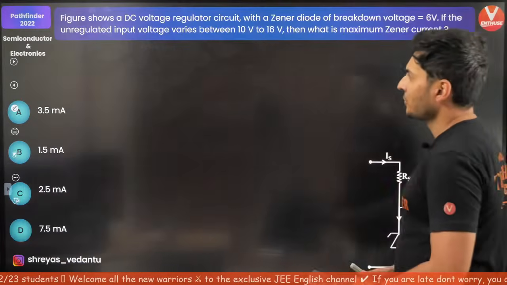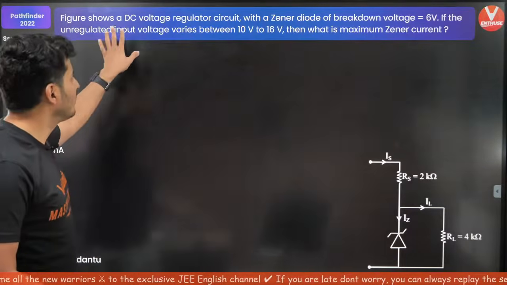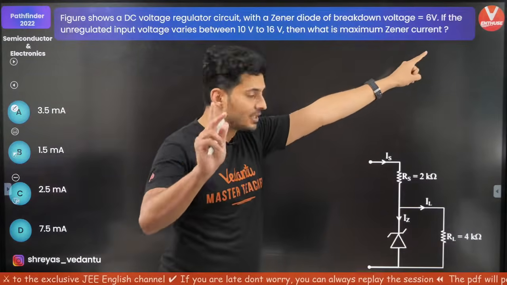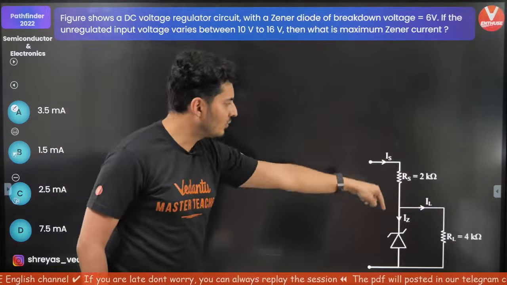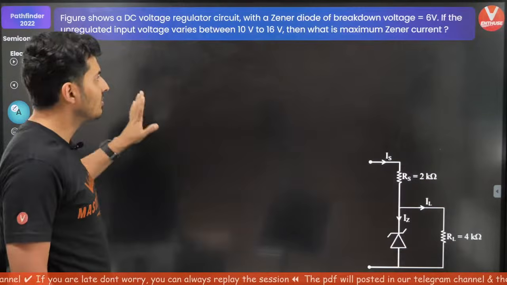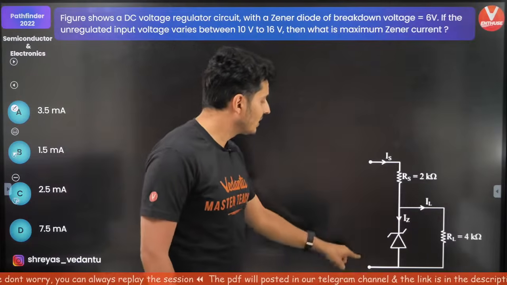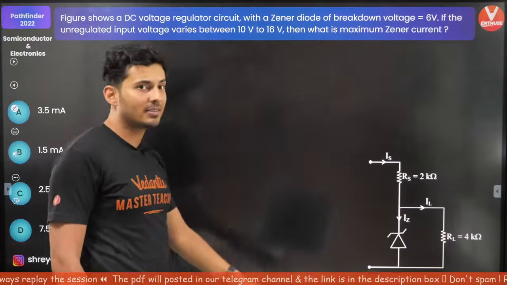Okay, next question. A figure shows a DC voltage regulator, because a Zener diode is used for regulating voltage, with a Zener diode of breakdown voltage of 6 volts. You can see this. It's again in reverse bias. Current tries to flow like that. It's reverse bias. If the unregulated input voltage varies between 10 to 16 volts, then the maximum Zener current is.